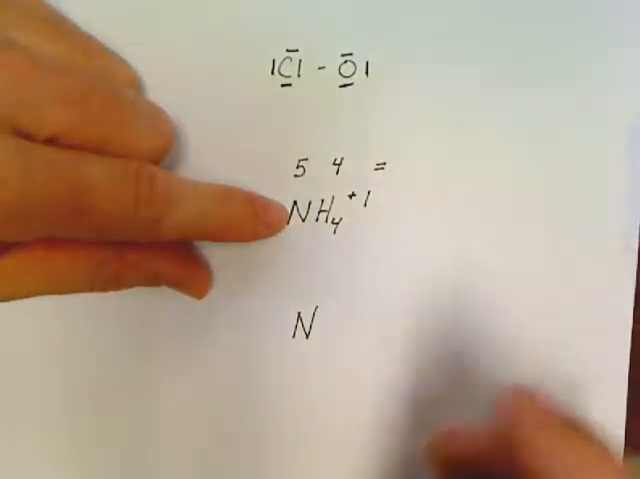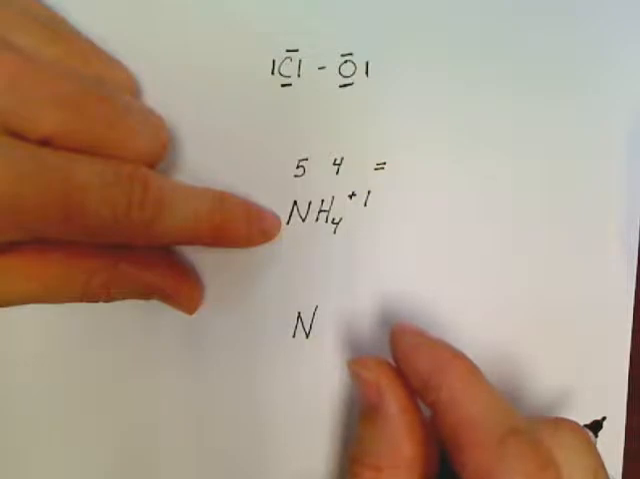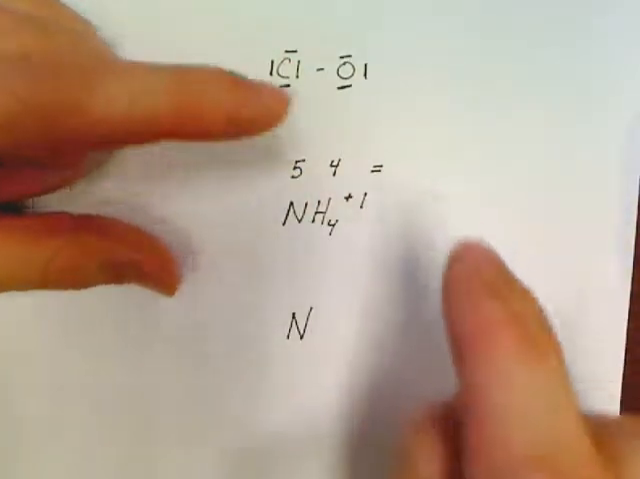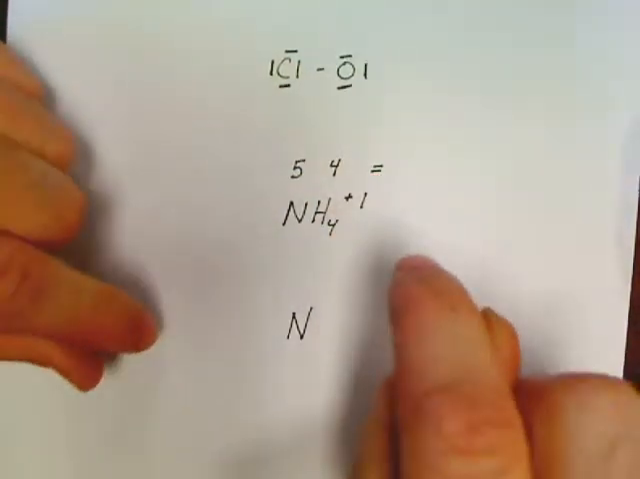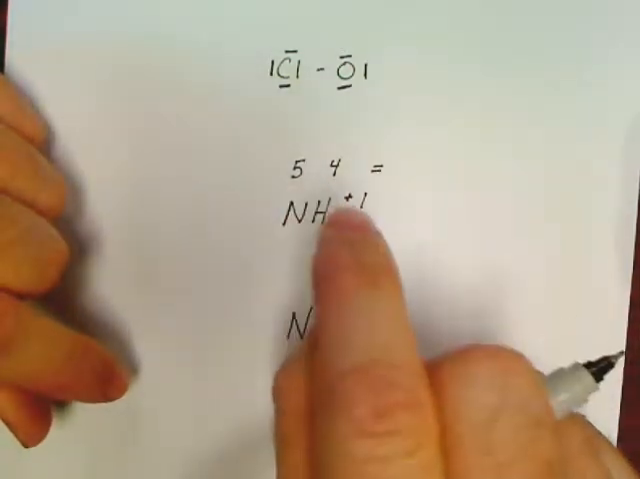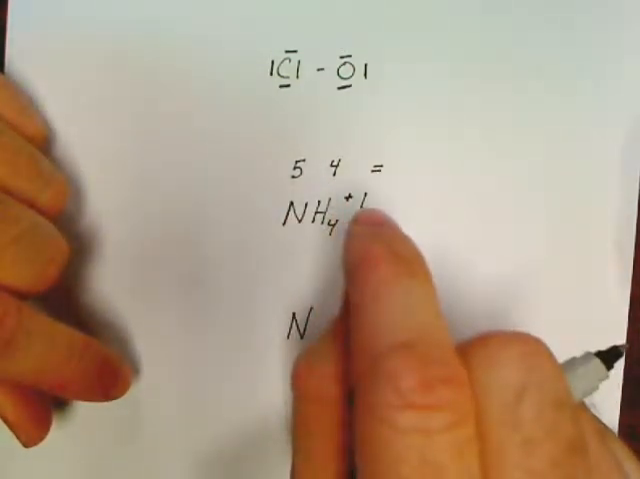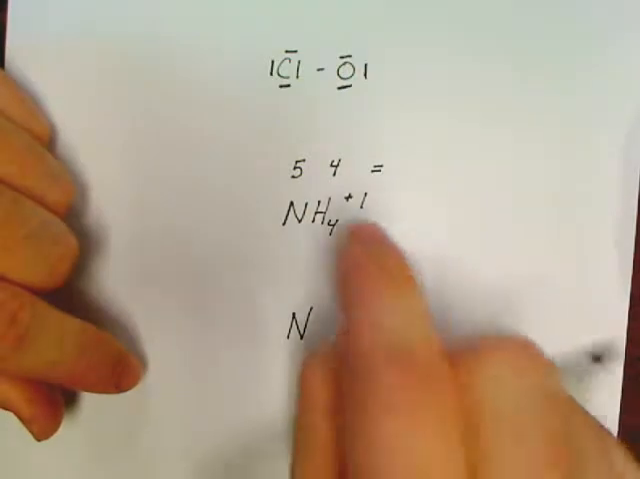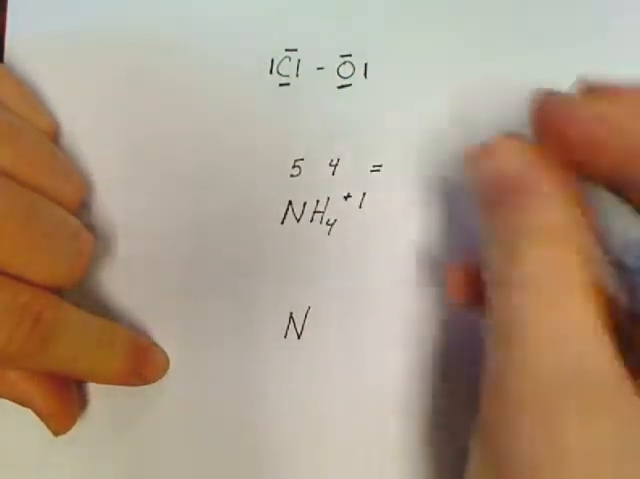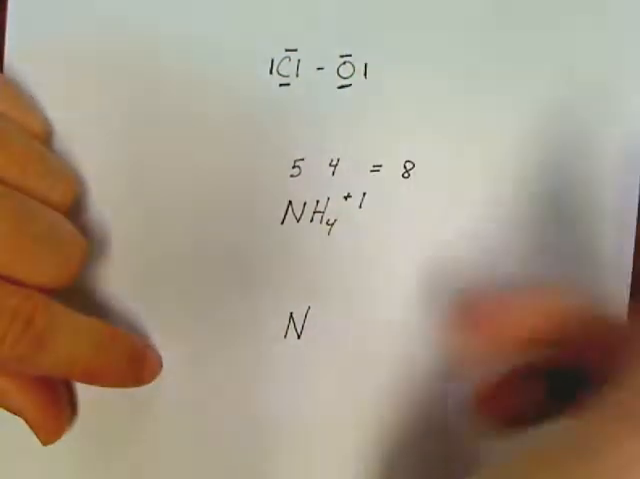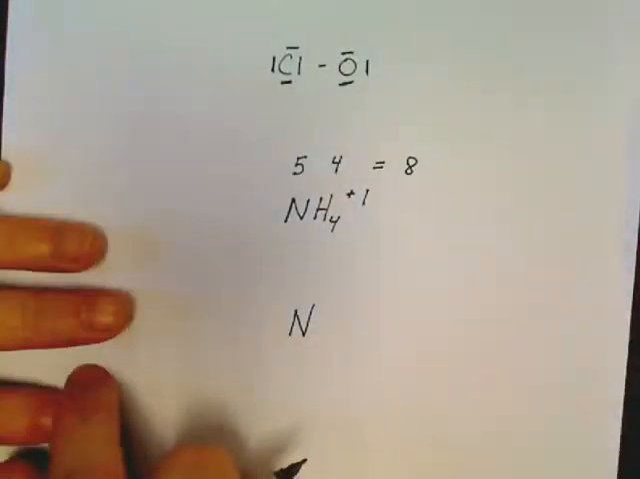So what is this total? 9? I don't think so. Look at this. That's 9, but look, it's a +1. That means it's gained or lost an electron. Positive means it has lost an electron. So instead of 9, this really only has 8 electrons. So that was important that we do that.